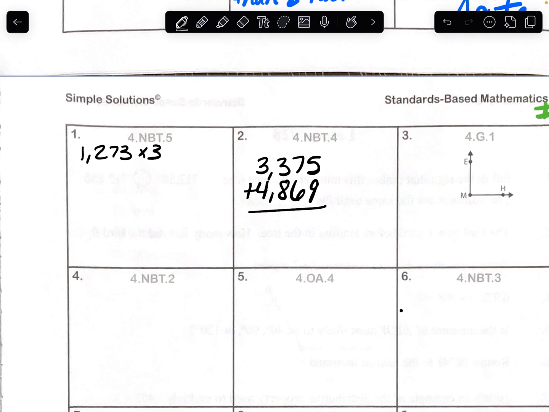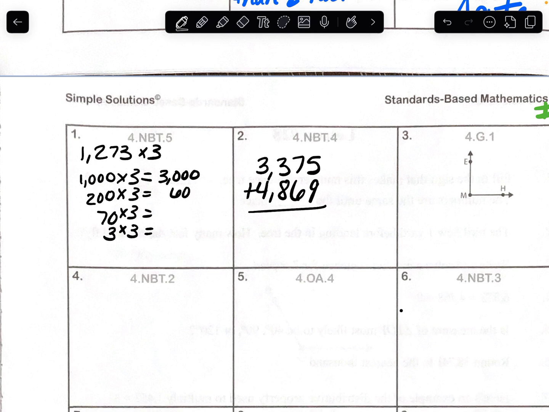This one is a 4-digit number, so we know that we're going to break this apart into expanded form, and then we're going to multiply each value by 3 to get 4 partial products. So 1,000 times 3 is 3,000. 200 times 3 is 600. 70 times 3 is 210. And 3 times 3 is 9.